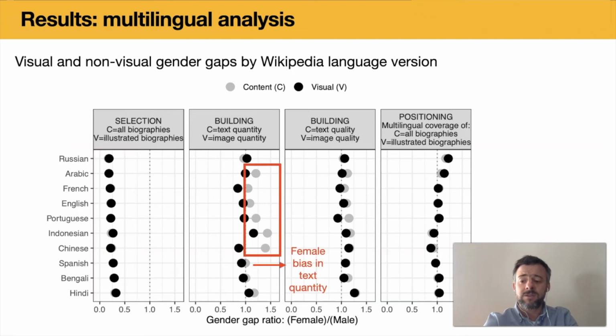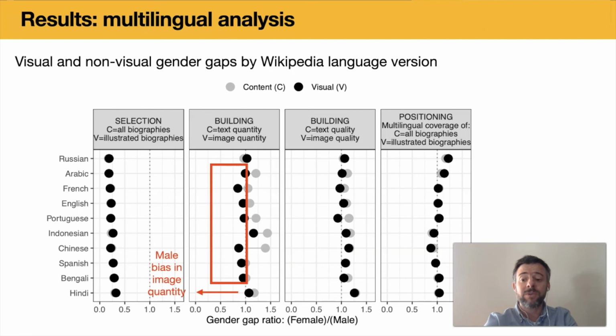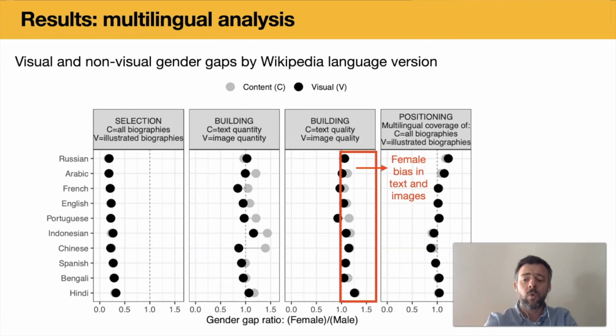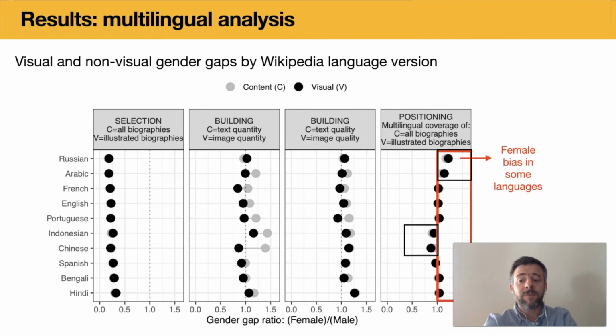In the building stage, the situation is different. Women tend to have more text in biographies, but there is a contrasting visual trend, a male bias in the number of images. Regarding content quality, women have better articles and images with better quality. Finally, female biographies have better multilingual coverage in some languages, like Russian and Arabic, but that is not a general rule.